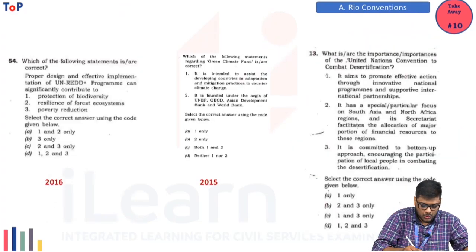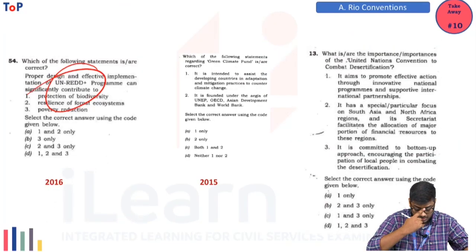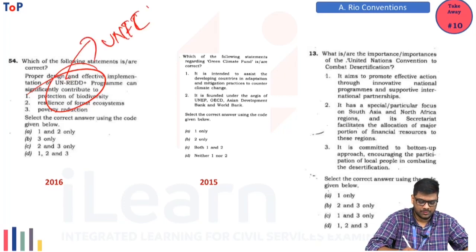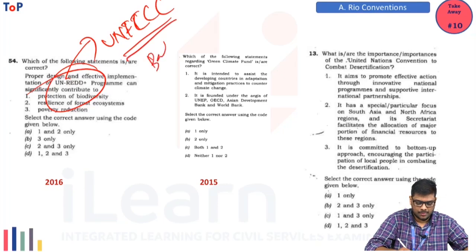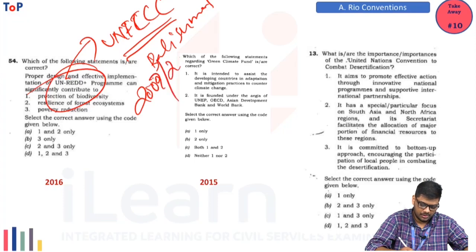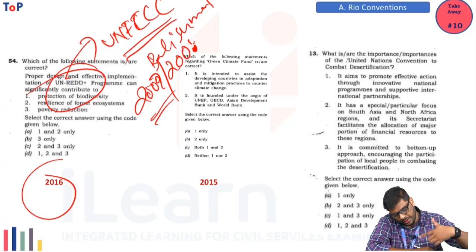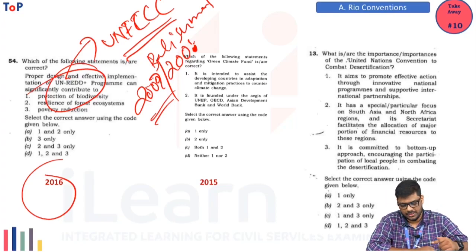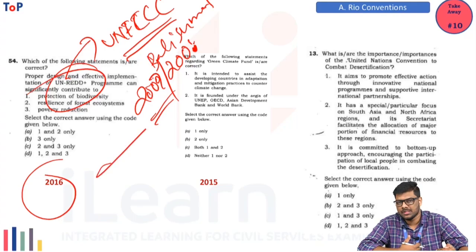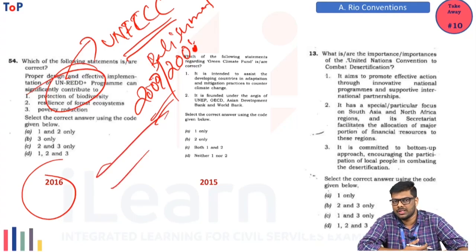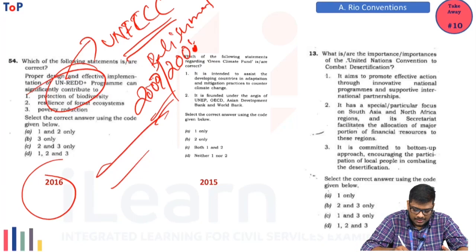Then again, UN REDD Plus, which was an outcome of UNFCCC in the Bali Summit back in 2007-8. They asked it in 2016. Of course it would have some connection with current affairs, but remember that these are static parts. UN REDD Plus is a static part. So please make sure that you are giving focus on UNFCCC or these Rio Convention static parts, or simply the history. Again, Green Climate Fund.